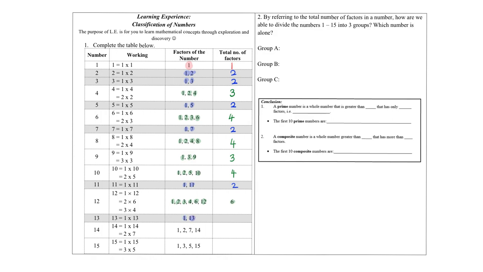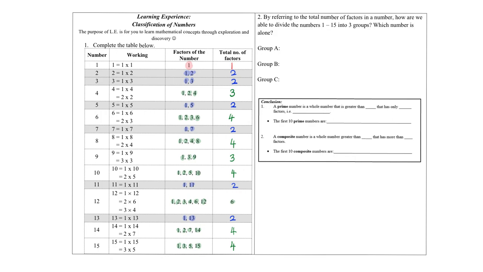This one is 2. And this one is 1, 2, 3, 4. Okay. So you can see 3 colors, right? So now, how can we then divide in terms of the number of factors into groups A, B, C?